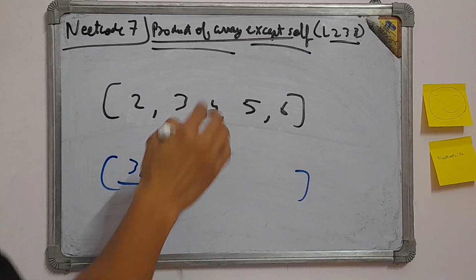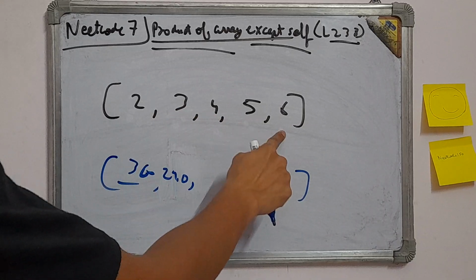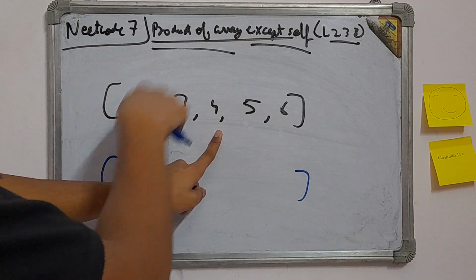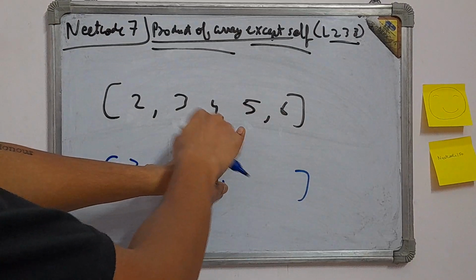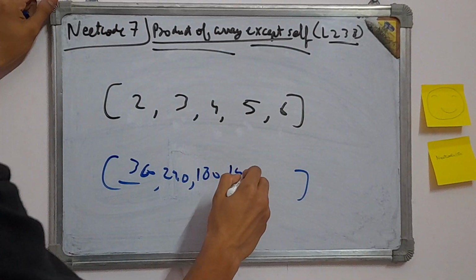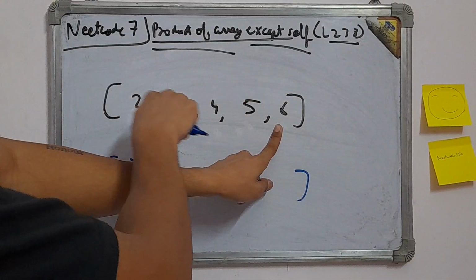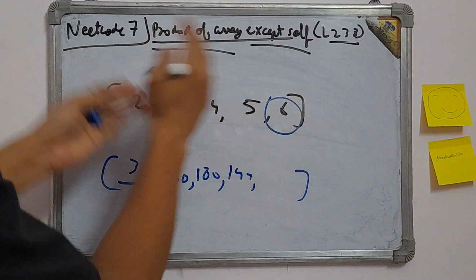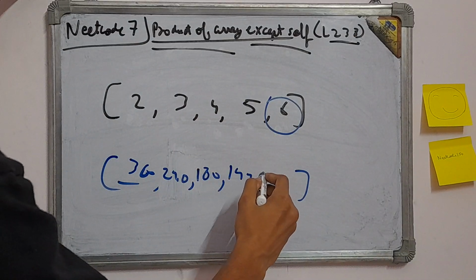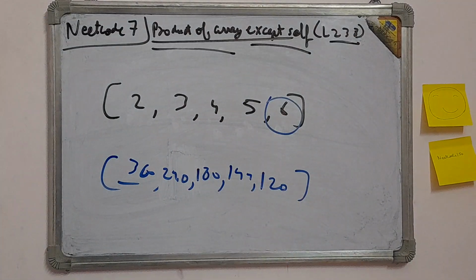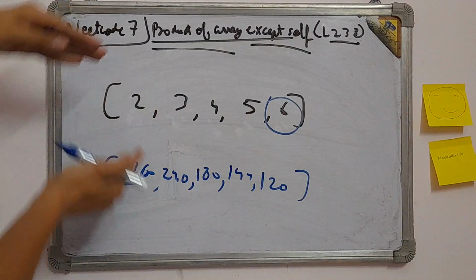For 4 it would be 2 into 3 into 5 into 6, that means 6 into 5 is 30, into 6 is 180. For 5 it would be 6 into 4 into 3 into 2, which is equal to 144. And for 6 it would be 2 into 3 into 4 into 5, because we do not take 6, each element is excluded in the product. So for 6 it is 24, for 5 it is 120. Okay, so for this array we output this array.